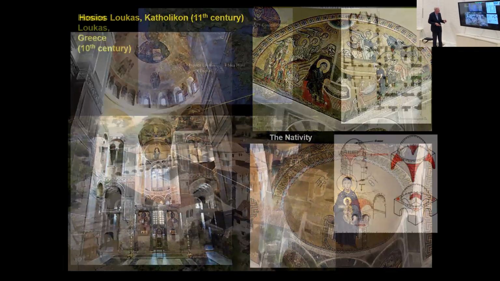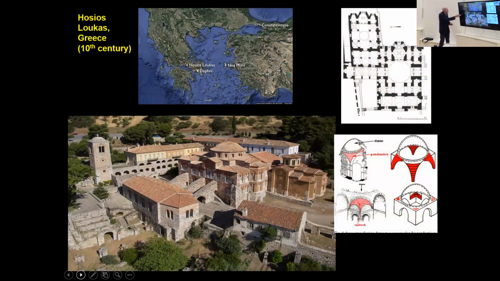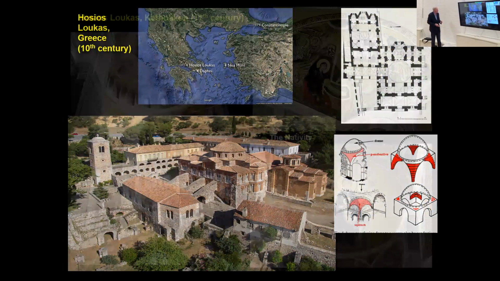Oh, I didn't point out where I should have just shown on the map. There's Hosias Lukas there. We're going to visit Daphne and we're going to visit in Chios, the Neomone monastery church there. So we're in the 10th century.